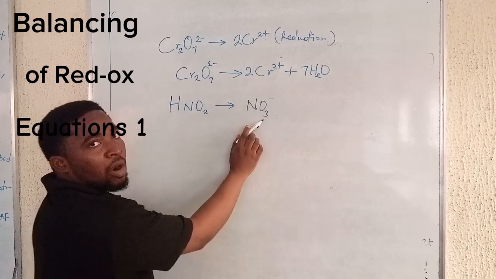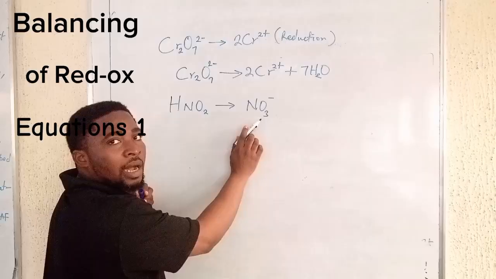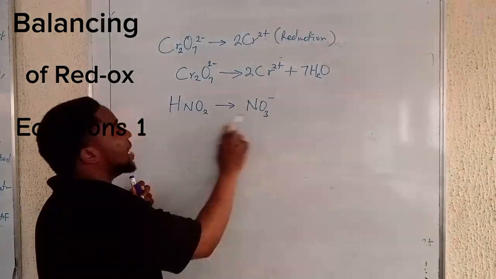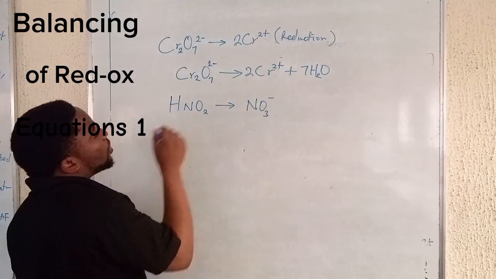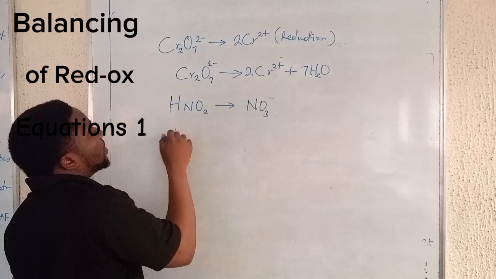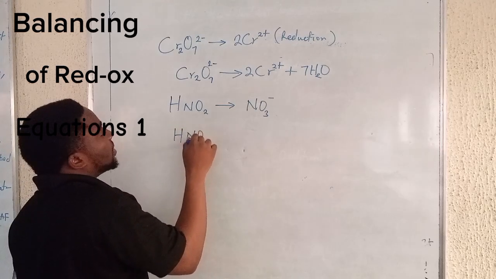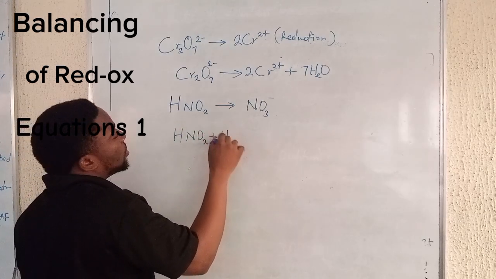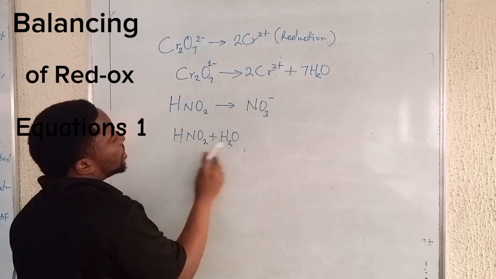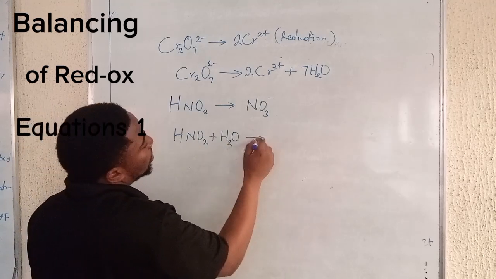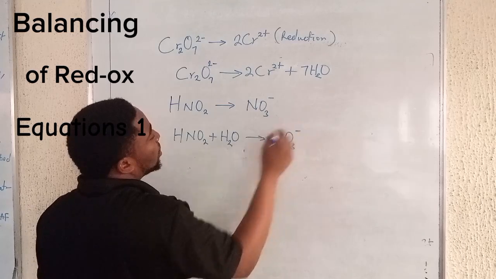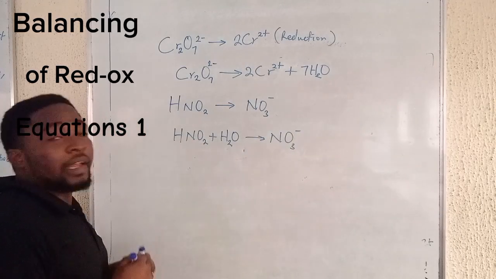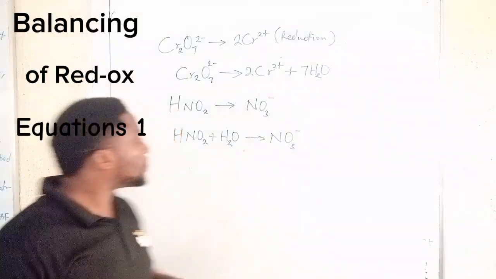Here we have more oxygen atoms on the product side than the reactant side. So here I'm going to add water to this side of the equation to make the oxygen 3 atoms. That will balance with the O3, the 3 atoms of oxygen we have on the right hand side.